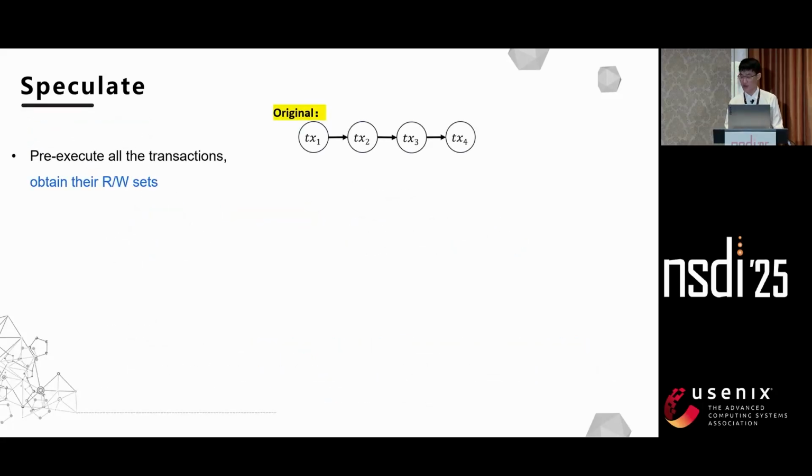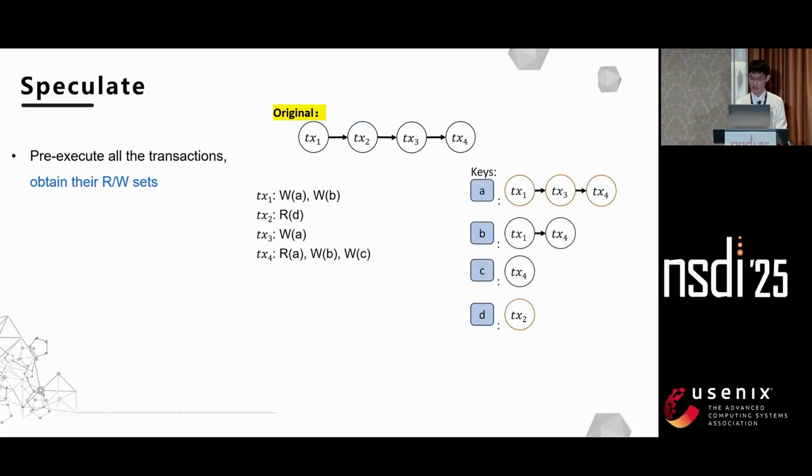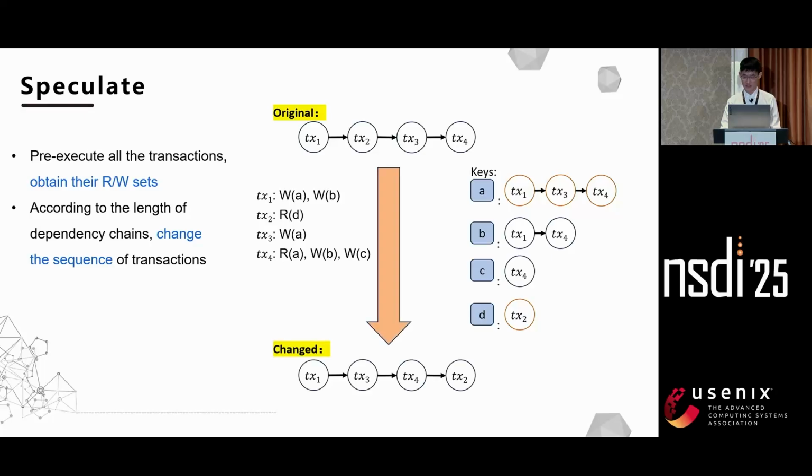For example, we have 4 transactions in one block. They have a predefined order of TX1, 2, 3, and 4. We first pre-execute all these transactions and obtain their read and write sets. Based on different keys, we can form dependency chains and order them according to the chain length. Then we adjust the order of transactions, giving transactions in longer chains a more forward position, and the order is changed to TX1, 3, 4, and 2.